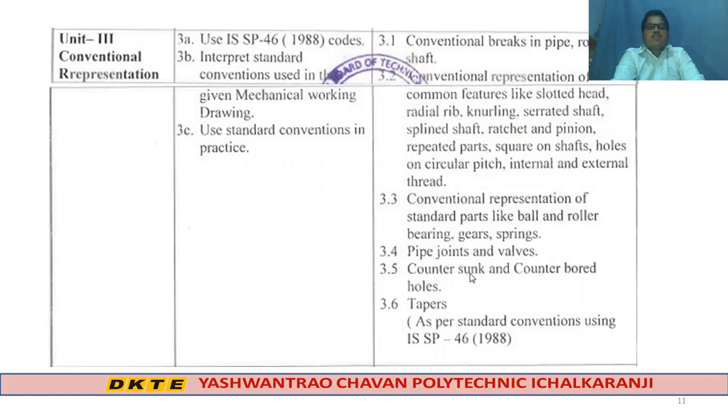And this was in chapter number 3, unit number 3, conventional representation. In this conventional representation, all types of symbols and conventions we will learn here, and all are as per the IS SP 46 1988.